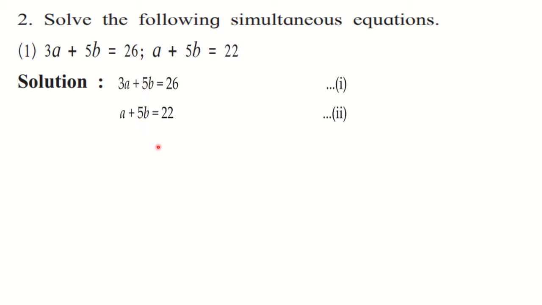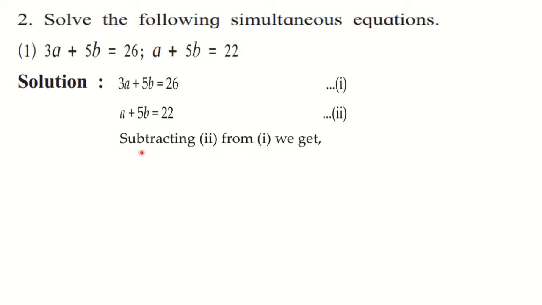So there is no need to multiply any equation to equate the coefficients. Directly we can go for subtraction. Why for subtraction? Because the signs are same. I told you that if the signs are same, you are going to go for subtraction, and if the signs are opposite, you are going to go for addition. So since here the signs are same, we are subtracting equation 2 from 1.